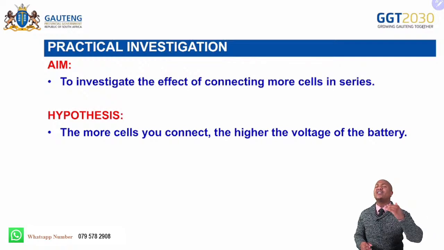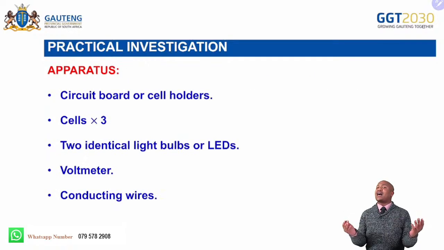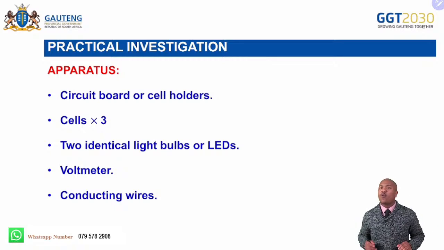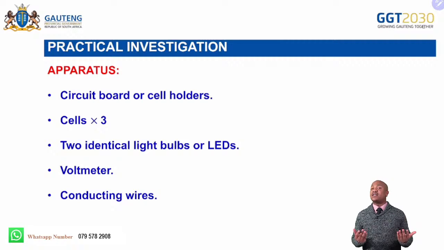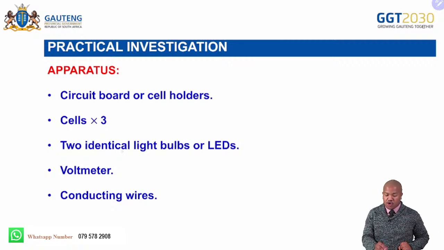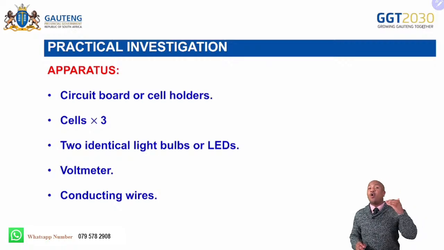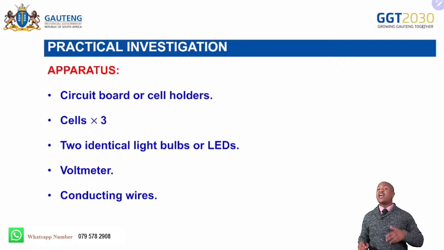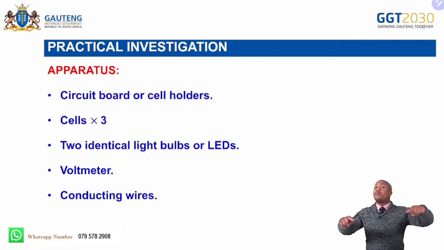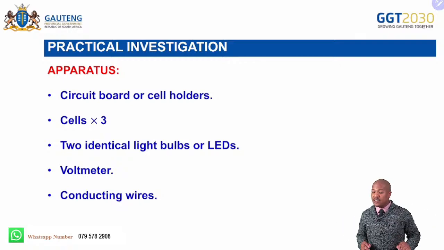So what do we need to do that? The apparatus. What apparatus do we need? We need a circuit board or cell holders. We need cells, 3 cells to test this out. And we need 2 identical light bulbs or LEDs. We need a voltmeter so that we can measure the voltage across the battery. And we also need conducting wires.